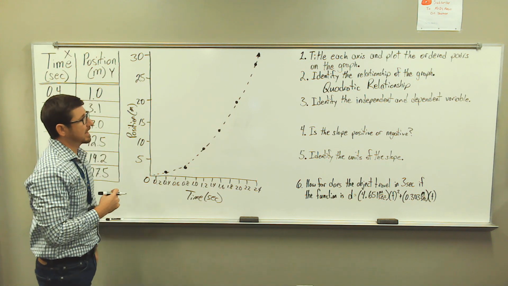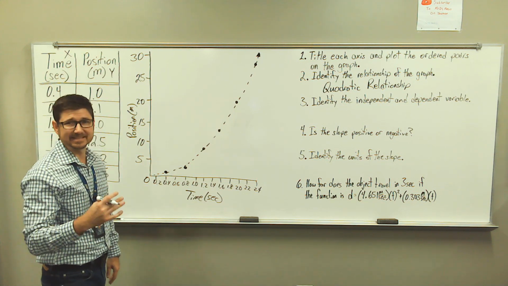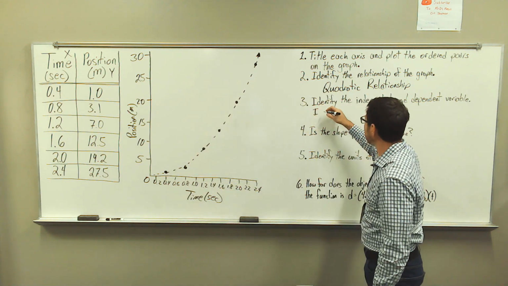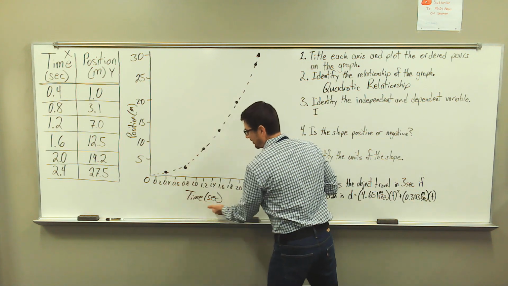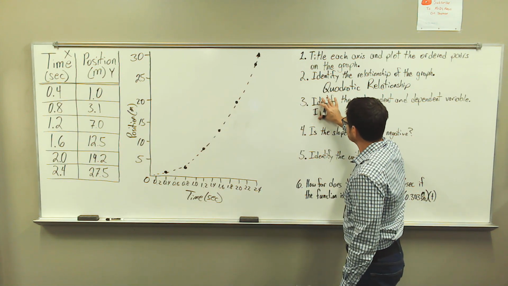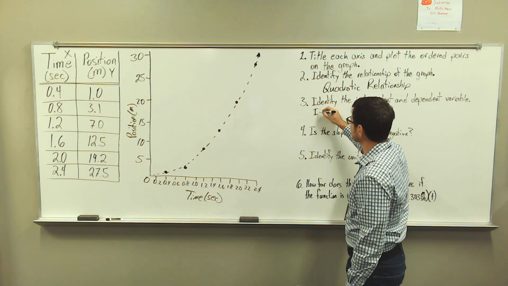Number 3. Identify the independent and dependent variable. So the independent variable is always graphed, it's always identified on the x-axis. So let's do our independent variable first.